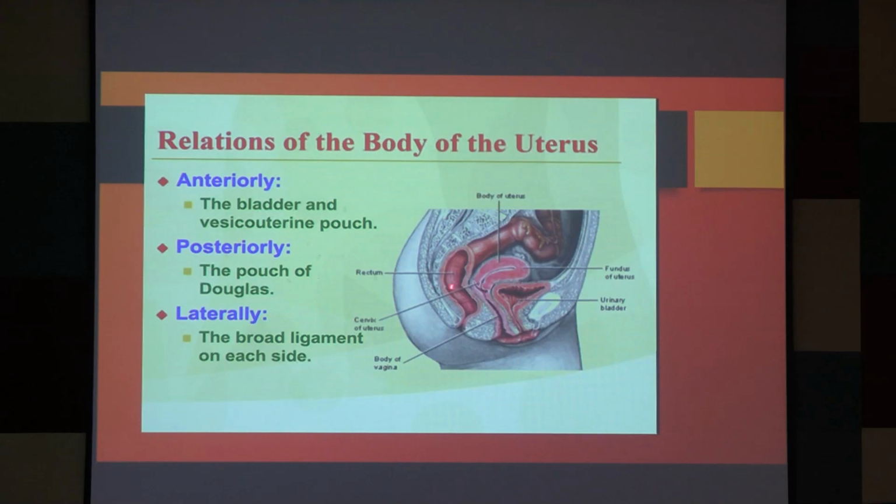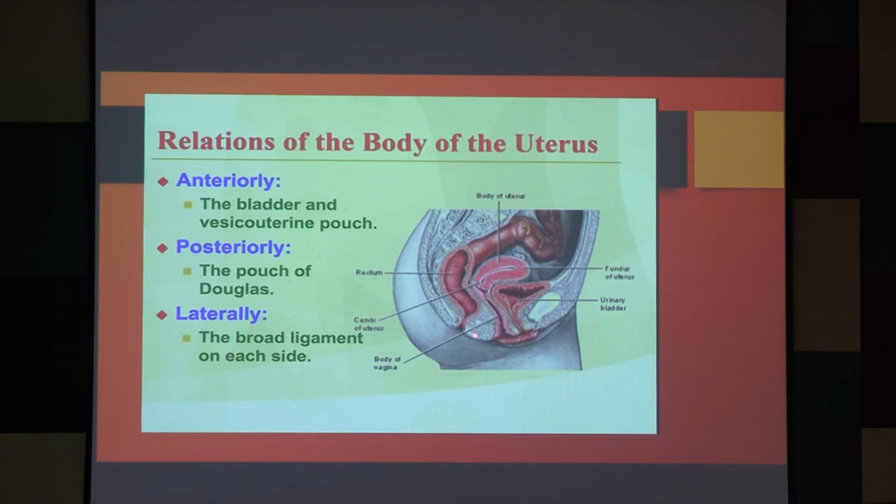So, that means the pouch of Douglas is to be identified, and laterally the broad ligament. The broad ligament contains so many structures; all the structures of the pelvis pass through the broad ligament. You have to know that in detail, otherwise many vital structures will be injured during operation.